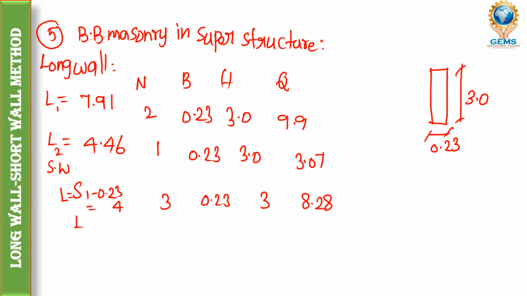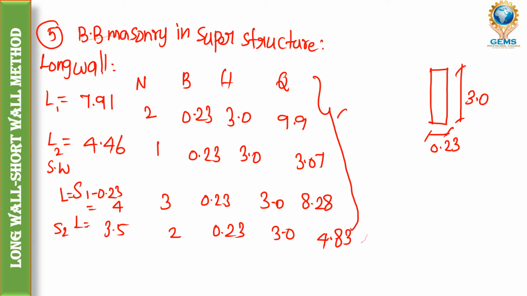Then for S2, the length equals S2 minus 0.23. So we will get 3.5. Then two sides for N, 0.23, then 3.0 as height. Then the quantity is 4.83. So the total quantity.